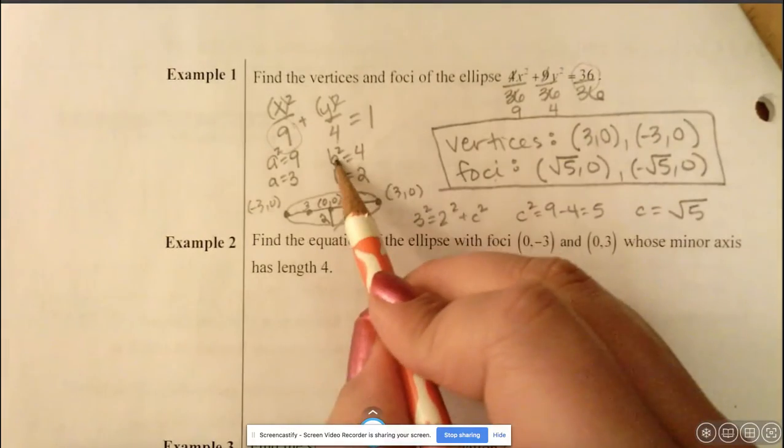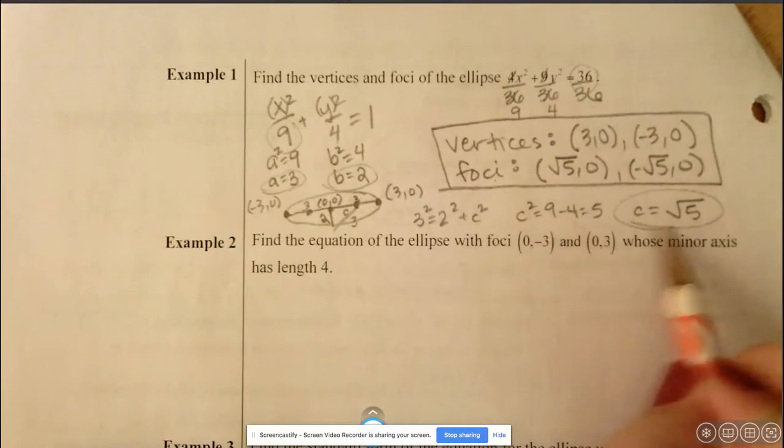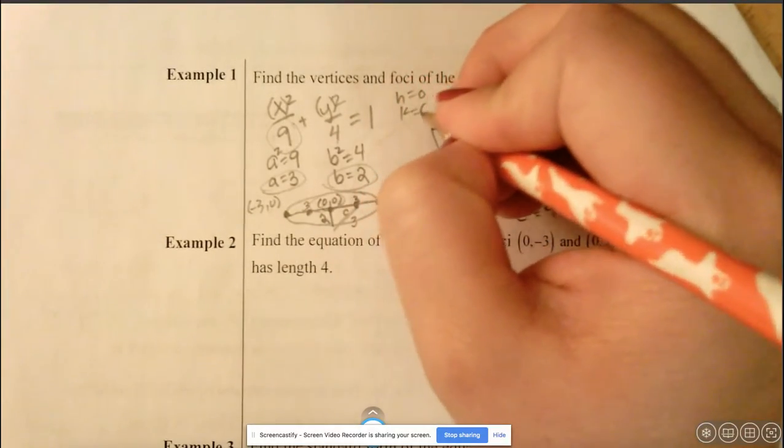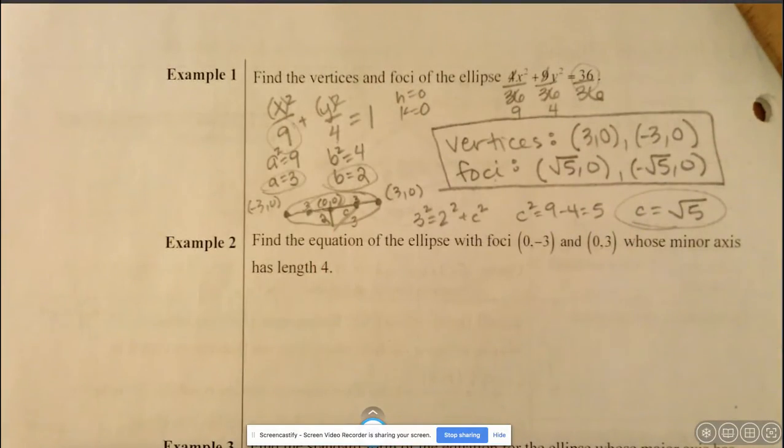So we have A, B, C, and we had HK is 0, 0. H is 0, K is 0 from the numerators of our standard form equation.